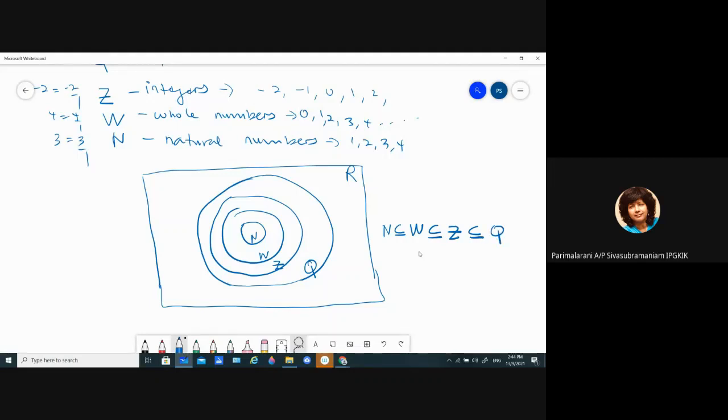So where will our irrational numbers be? Is it part of the circle, somewhere inside, somewhere outside? It is a circle by itself here. Irrational numbers are represented by P, irrational numbers. So irrational numbers and rational numbers make up all the real numbers. Okay, so all the real numbers consist of rational numbers and irrational numbers. So you must remember this relationship.